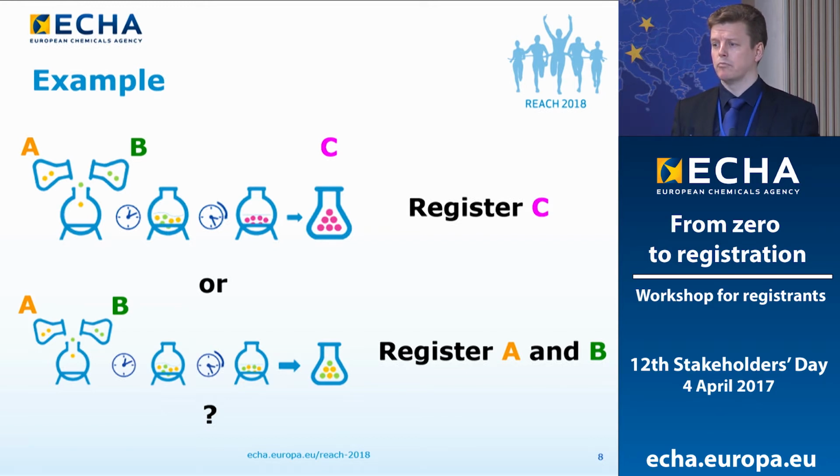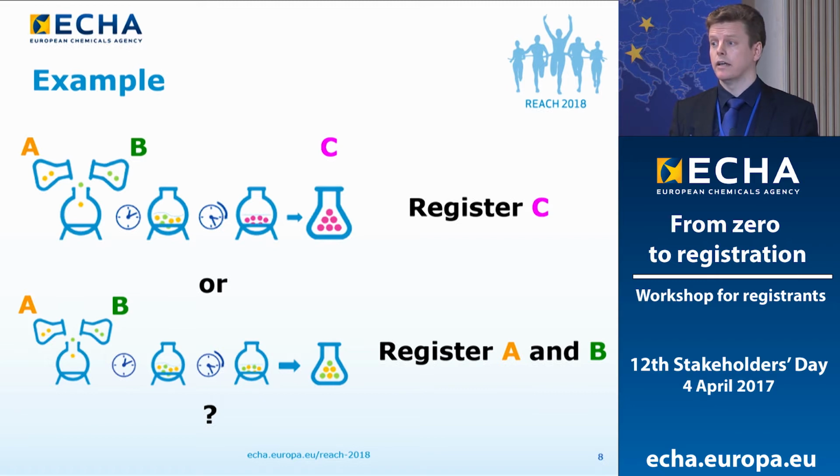In the second example, you don't have this reaction taking place. They're in, I suppose you would call it, a blend or a formulation, and in this case you don't get a new substance formed, you just have a blend of two substances, and in this case A and B would require potential registration.